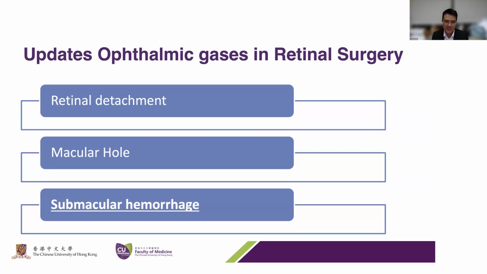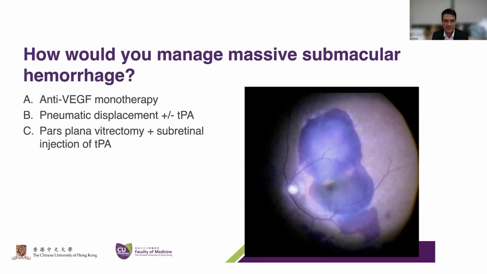And finally, I would like to talk about the third and last condition that I would like to cover today, submacular hemorrhage. So before I proceed to my talk, I would again like to know your thoughts and practice on how you would manage massive submacular hemorrhage. So for example, if you see this patient with these presentations of massive submacular hemorrhage with the subretinal clot extending beyond the arcade, would you offer these patients anti-VEGF monotherapy, pneumatic displacement with or without TPA, or pars plana vitrectomy with subretinal injections? Okay, I can see that the results are quite even.